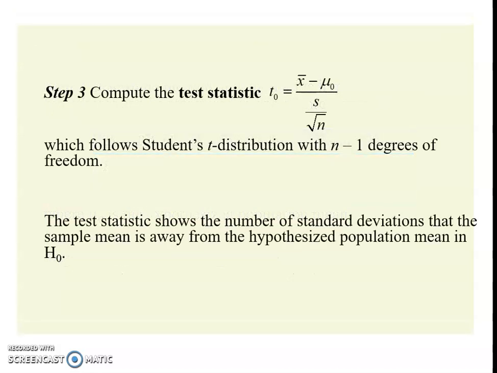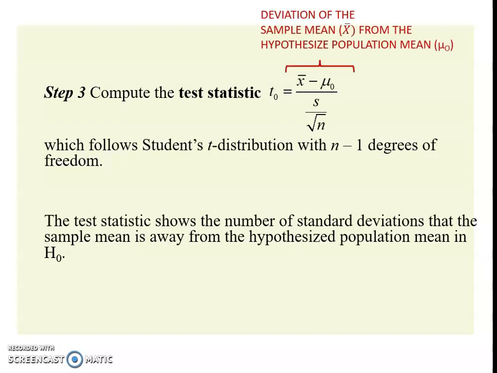Now, step 3 is computing a test statistic. It's a t-test statistic, and it measures the deviation of x bar, the sample mean, from the hypothesized population mean in the null hypothesis, and to decide whether or not this difference is large, it divides it by the standard deviation. So it is a t-score. Indeed, a t-test statistic is a t-score, okay? And it is the deviation of the sample mean from the hypothesized population mean in terms of standard deviation.